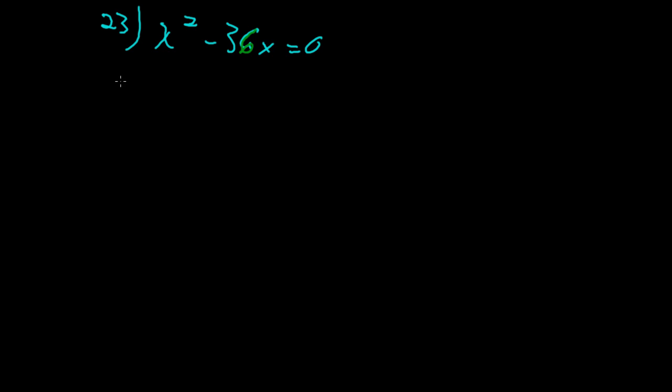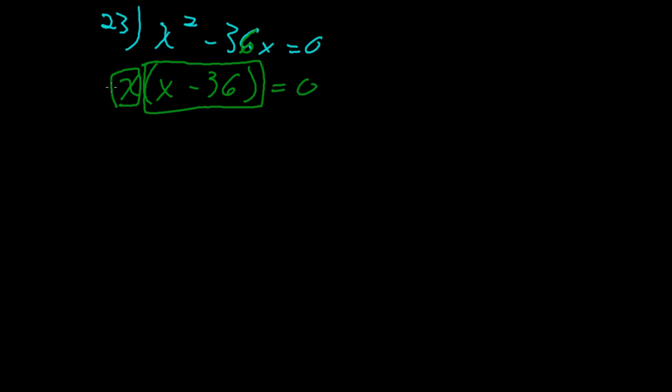So if you wanted to, you could factor out an x, and you'd be left with x times the quantity x minus 36 equals 0. And now we can solve this equation using the zero product property, which basically means that the only way this equation will equal 0 is if this value right here is equal to 0, or this value right here is equal to 0. So the only time this value is equal to 0 is when x equals 0. And then the only time x minus 36 is equal to 0 is when x equals 36.